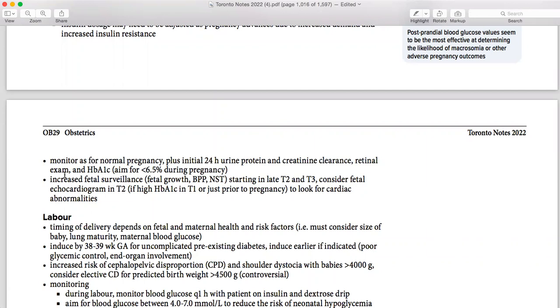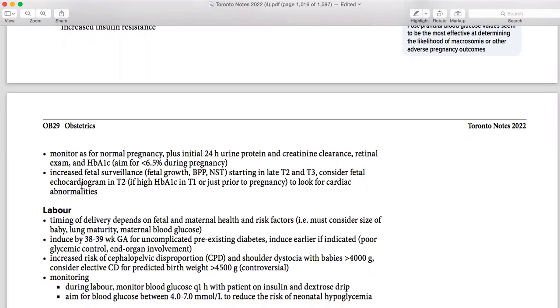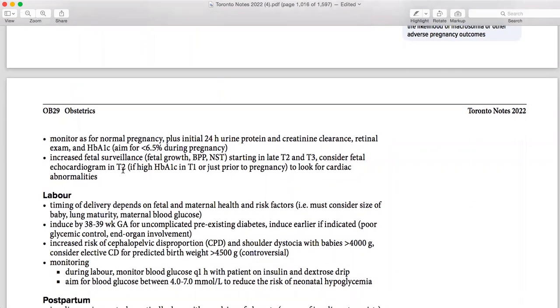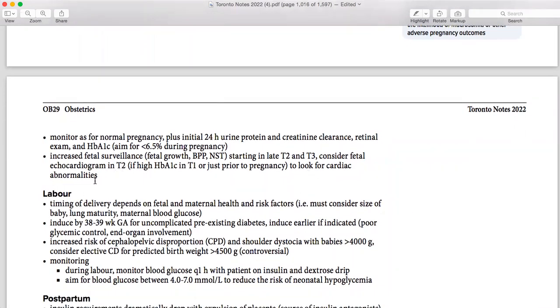But if that particular woman has diabetes or hypertension, her tests at the very start would be different. So you need to know, if that woman is diabetic, what tests should be done, and if she is coming with hypertension, what her tests should be. Those tests might be a little different, so you need to remember them. Here you are going to start with the retinal exam, HbA1c, fetal surveillance like fetal growth, PPP, NST starting in late T2, T3, and fetal echo in T2 to look for cardiac abnormalities.